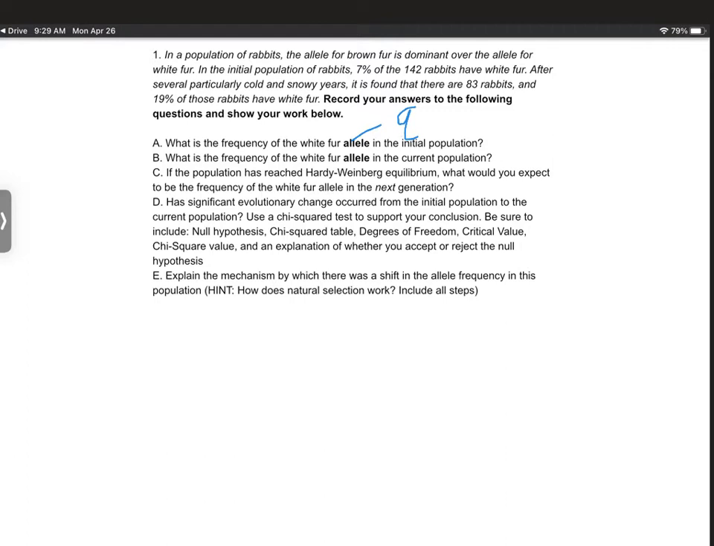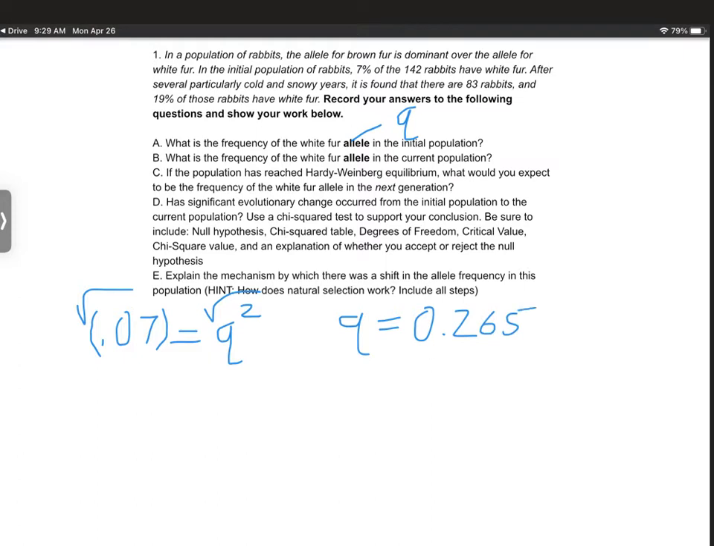White fur is recessive, so I do 0.07, make sure you don't do 0.7, 7% is 0.07, equals q squared, which is the individuals who have the white fur. So they are homozygous recessive, so they are q squared, not q. In order to solve for q, just take the square root of both sides, and I get, for part A, q equals 0.265.